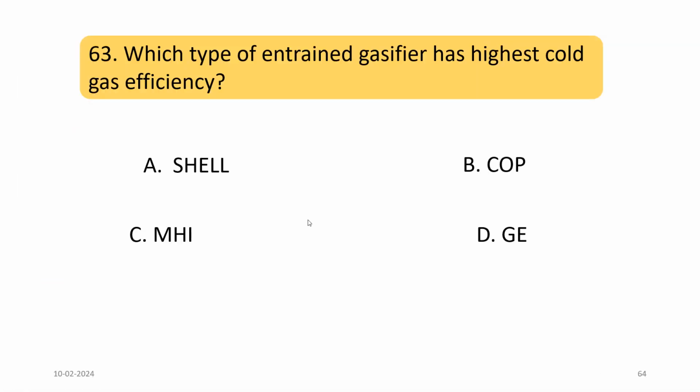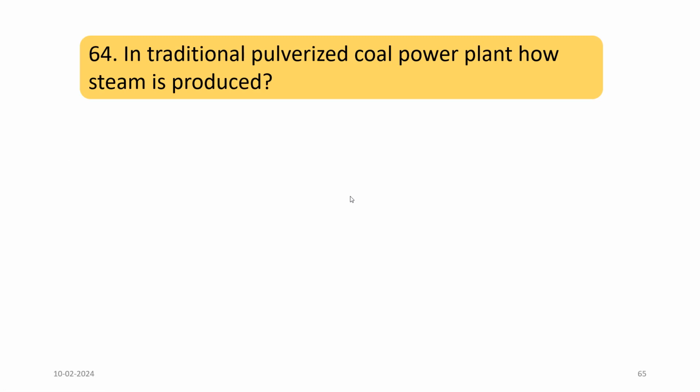So in the entrained gasifier, the highest cold gas efficiency happens in case of the Shell entrained gasifier. Shell entrained gasifier has the highest cold gas efficiency. The last question is, in a traditional pulverized coal power plant, how is steam produced?